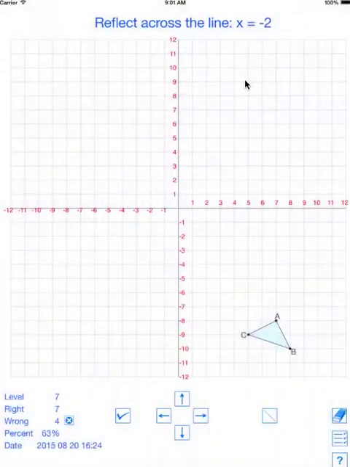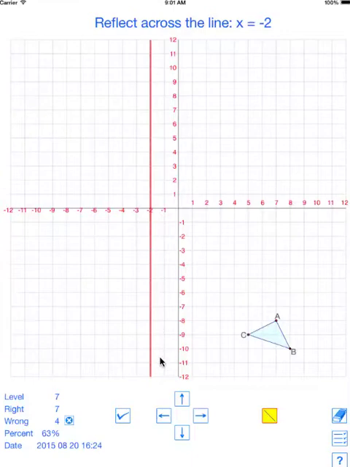So this is reflecting 2. So reflect across the line x is equal to -2. Alright, so click on the line drawing tool and go to the x-axis at -2 and draw the line. Alright, this is our mirror, our reflecting line. Now notice we don't have a reflecting tool now.